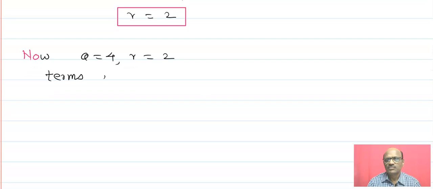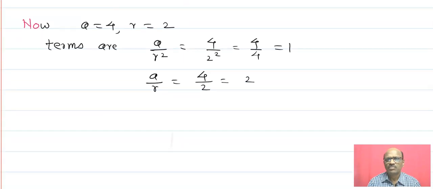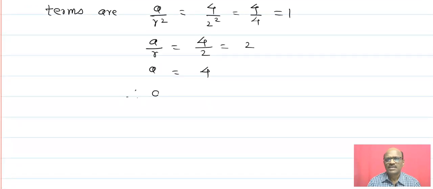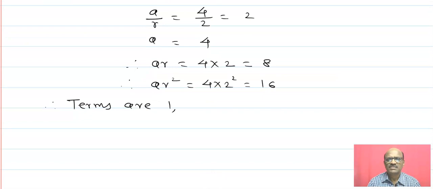Now a is equal to 4, r is equal to 2. Now the terms are a upon r squared, that is 4 upon 2 squared, that is 4 upon 4, which is 1. a upon r, that is 4 upon 2, which is equal to 2. Next, a is 4. ar is 4 into 2, that is 8. ar squared is 4 into 2 squared, that is 16. Therefore, the required terms are 1, 2, 4, 8, 16 or 16, 8, 4, 2, 1.